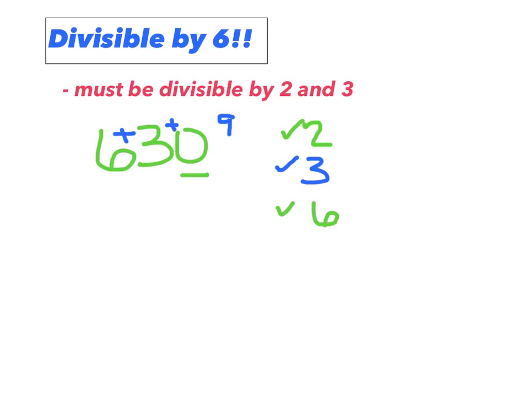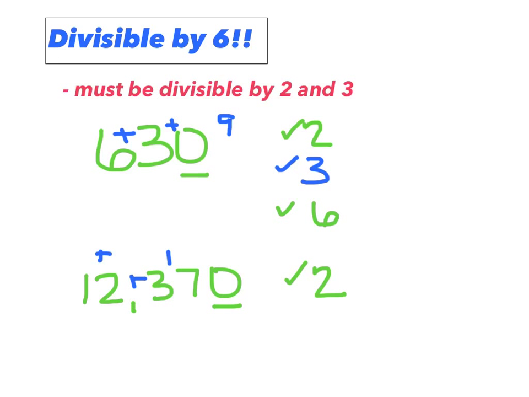If you check the number 12,370, we would run the rules and check to see if it's divisible by 2. It ends in a 0, so it is divisible by 2. Then let's check to see if you can divide it by 3. We have 1 plus 2 is 3, plus 3 is 6, plus 7 is 13, plus 0 is 13. That is not divisible by 3. So since it's not divisible by both 2 and 3, this is not divisible by 6.